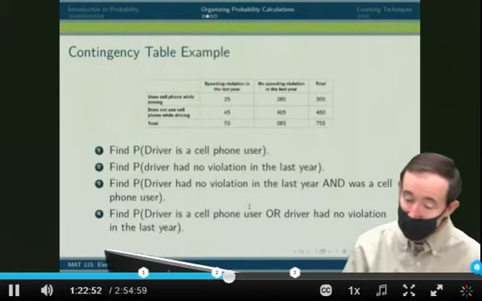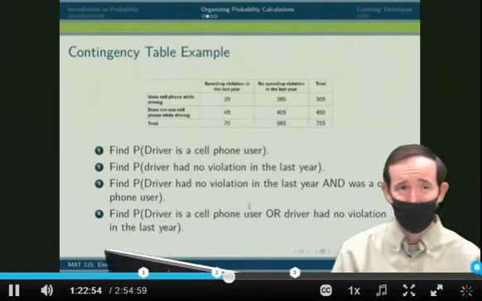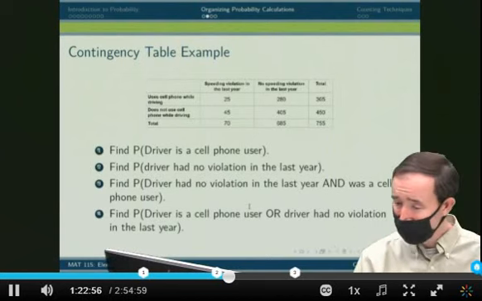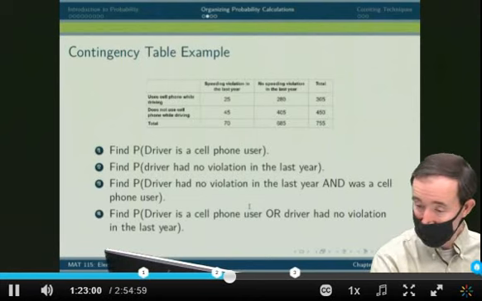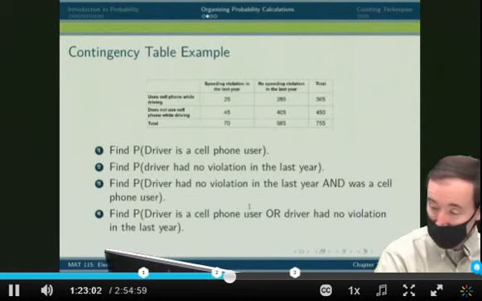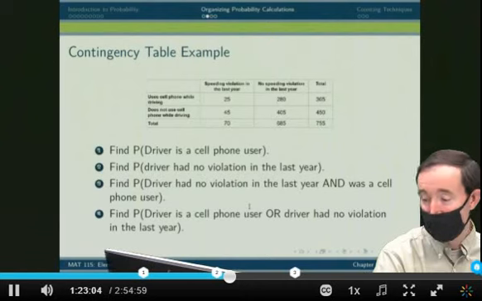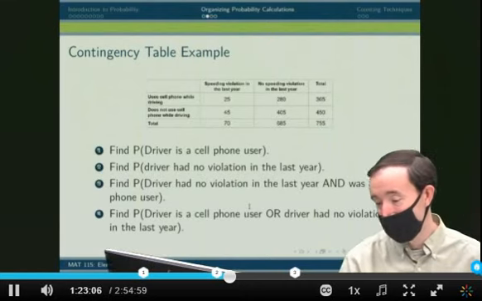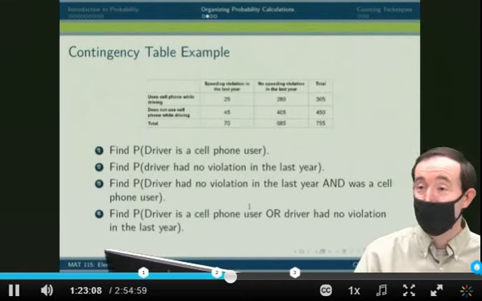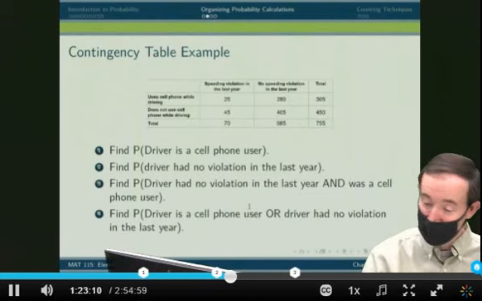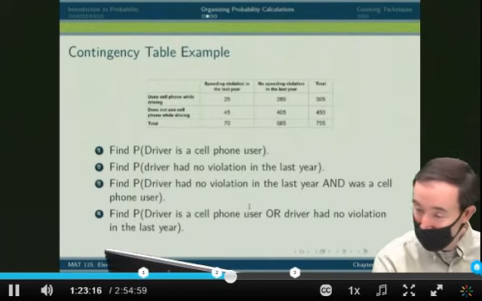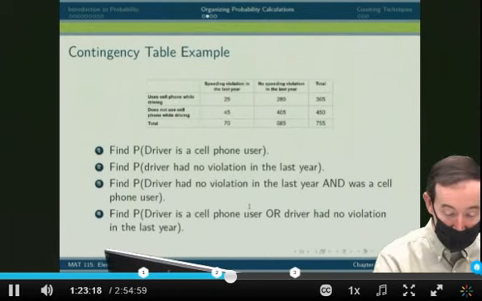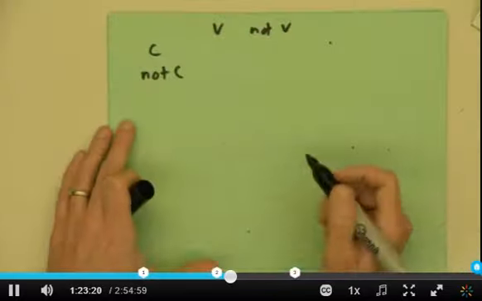All right. So let's do a few quick examples. I'm going to write this down just so I don't miss it. Here's my table. I'll call C the cell phone and V for speeding violation, because S is the sample space, right? So let's see. C, not C, and then V, not V.